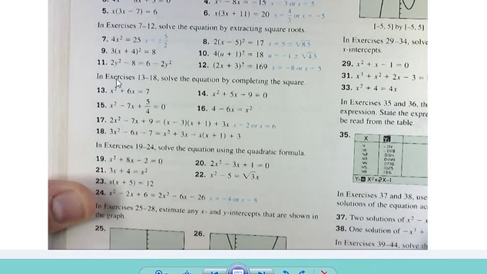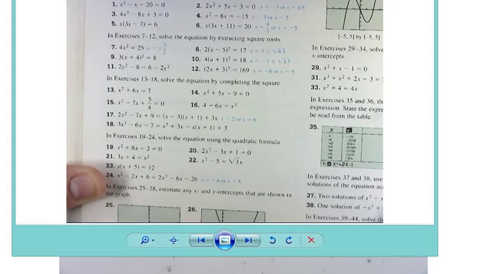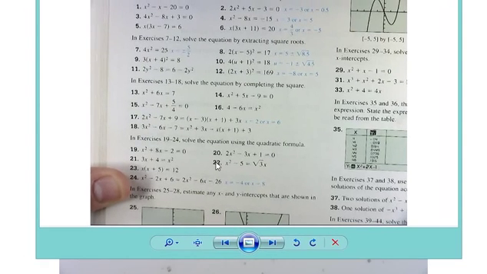So for example number 22, we've got right here the equation, which is x squared minus 5 equals the square root of 3x. What they're asking us to do is use the quadratic equation to solve this equation. So let me write this down.